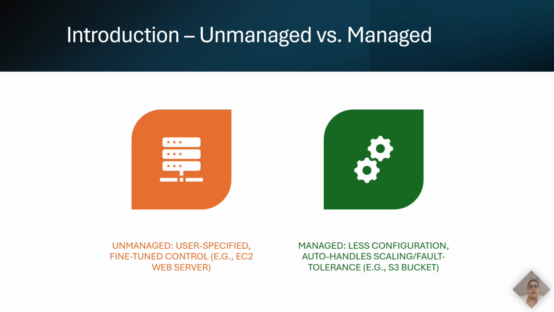On the other hand, managed services such as Amazon S3 for storage need minimal setup, like creating a bucket and setting permissions, and automatically handle scaling, fault tolerance, and high availability internally. For databases, this means shifting from managing hardware and backups yourself to letting AWS do the heavy lifting. This reduces operational overhead, allowing you to focus on your application. Next, we'll see how this applies to relational databases and the challenges they pose when unmanaged.